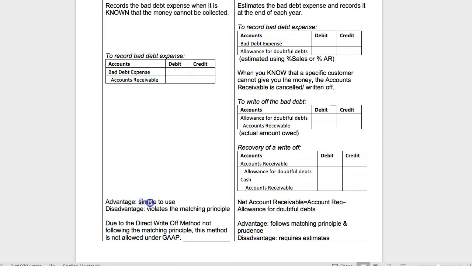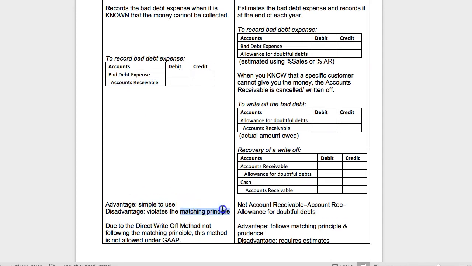So the advantage of this method is that it is simple to use. However, it does not follow the matching principle. What that means is you might have recorded your sales revenue and accounts receivable maybe in March, but you only find out that you cannot get the money in September. That's when you record the expense. So in one financial year, you have the sales revenue, but in a different financial year, you have the expense. They're not matched together in the same financial year.